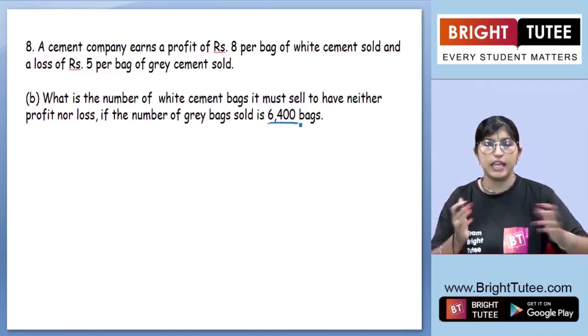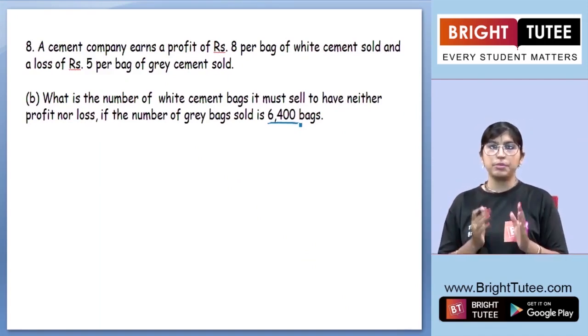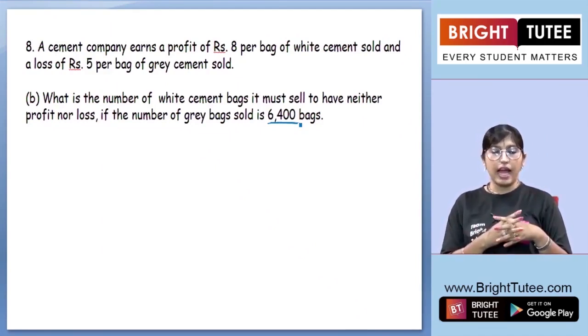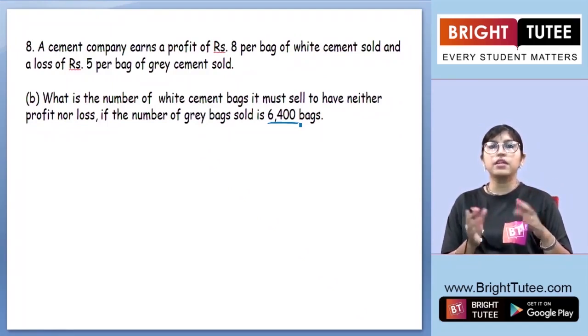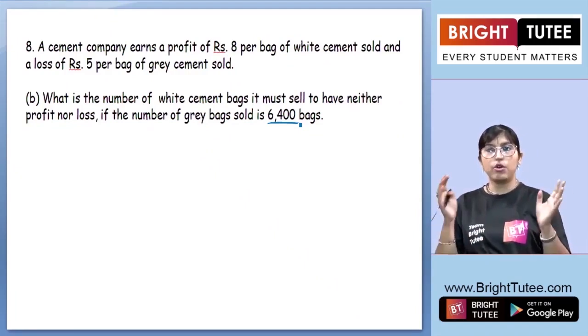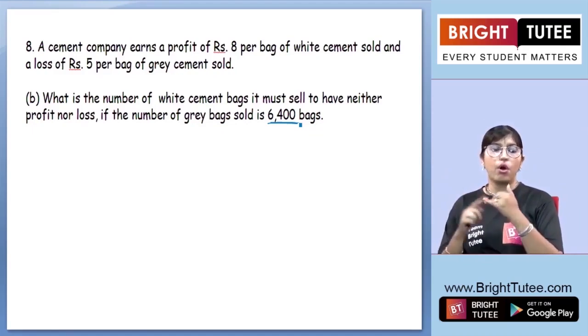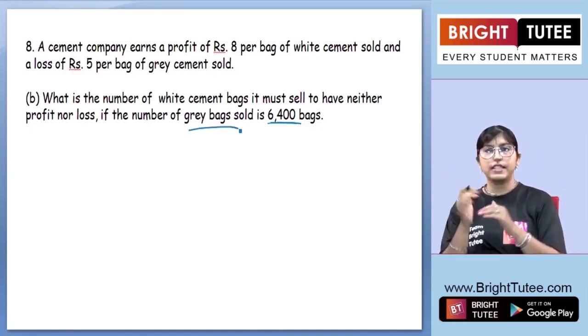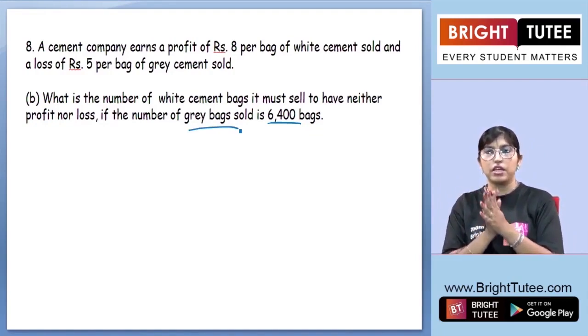Now it says that we'll be getting a profit of 8 rupees per bag of selling white cement and a loss of 5 rupees per bag of grey cement which we sell. What will be the number of white cement bags we sell so that there will be no profit or loss, given that the number of grey bags sold is 6,400? We need to find the number of white cement bags.